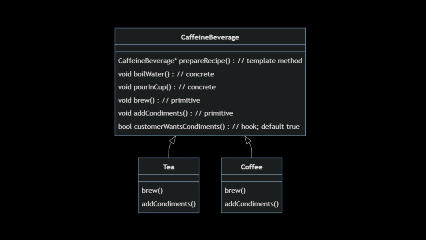So we have an abstract base class at the top, which has a template method called prepare recipe. This method defines the algorithm as a set of steps. Next, we have the concrete methods, which are common to the algorithm. And primitive methods are those which need to be implemented by the subclasses. And lastly, there are some hooks which give subclasses an ability to do something different in the algorithm apart from what is defined in the template method. Let's code this up and see how it actually works.